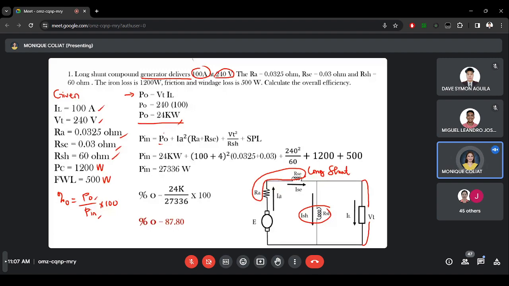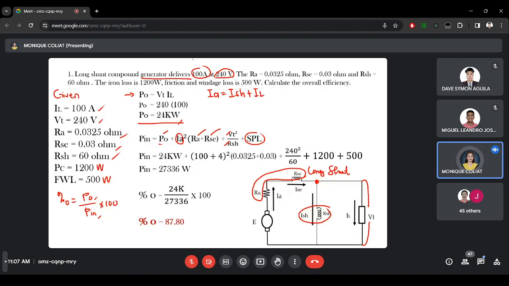So ISH is VT over RSH, and IL is from PO over VT. So VT is 240 divided by 60 ohms plus PO, 24,000 divided by 240. And that means your IA is equal to 100 plus 4, 104 ampere. Okay, so this is our armature current. So now that we have that, what else do we need?